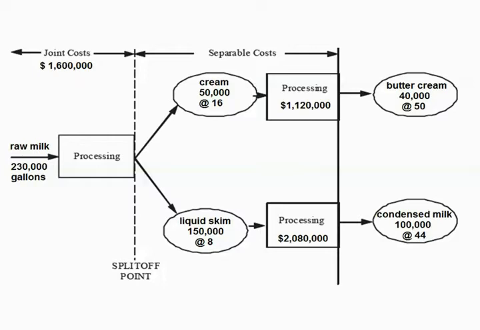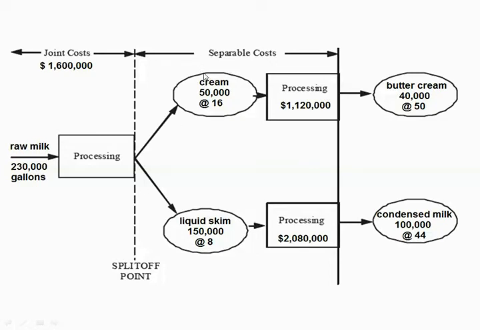First, we draw the process flow chart. We started with 230,000 gallons raw milk with a joint cost of 1,600,000. At the split off point, after processing raw milk, it results in two joint products: cream with the amount of 50,000 gallons at $16 per gallon, and liquid skim 150,000 gallons at $8 per gallon.